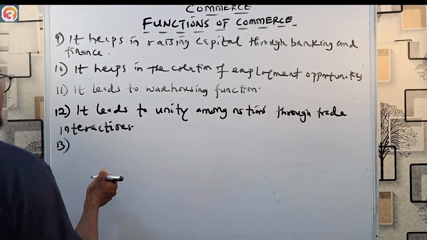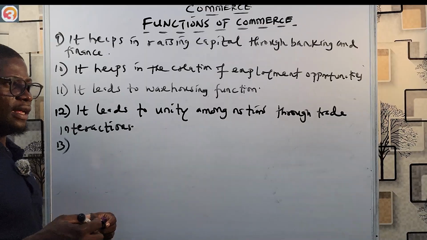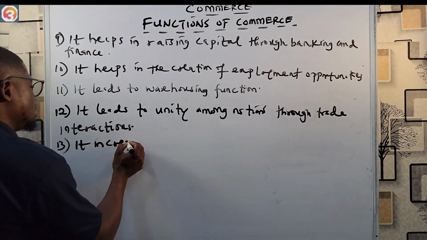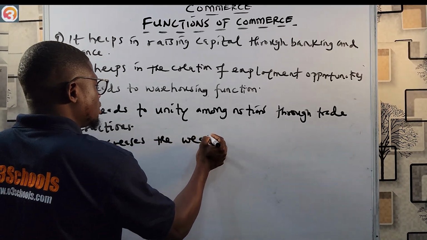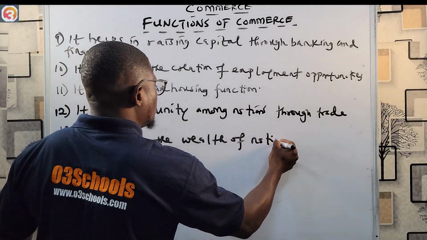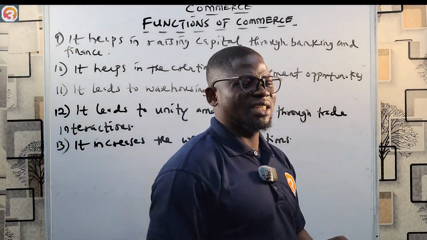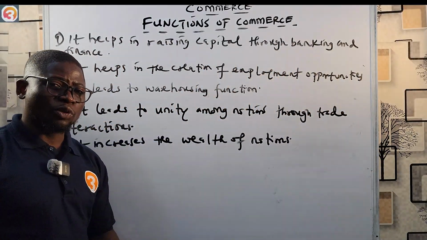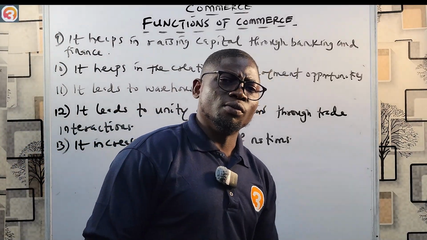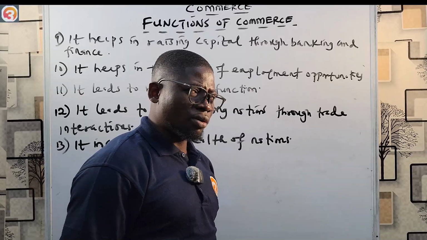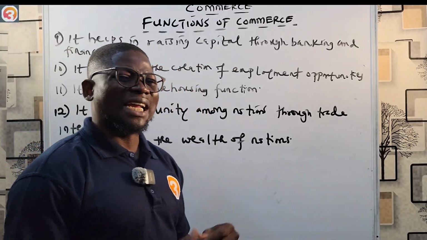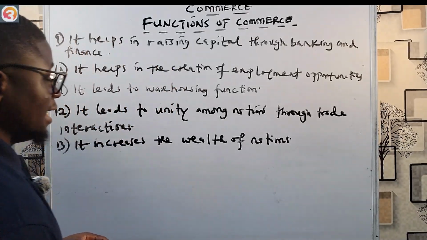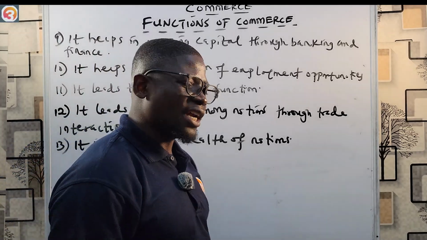Likewise, number 13, it increases the wealth of nations. All right, so as commercial activities are going on, you see that government generates revenue. As government generates revenue, they're able to serve the citizens better. They're able to improve infrastructure, good roads, water, electricity, because they're generating revenues from commerce, from commercial activities that are taking place in the country.